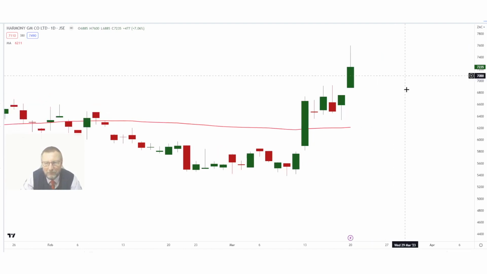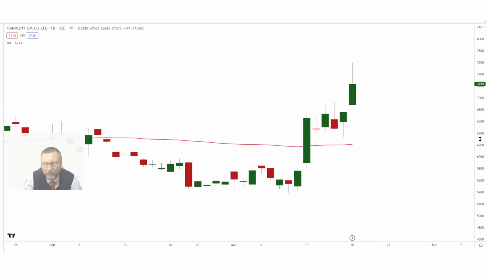Now, Harmony, beautiful share, but there's something that worries me a little bit. Look at this strong candle up. But look at this upper shadow. That was on Monday. Look at the strong move. And look at that shadow. Now, the high of that candle was 76 Rand. Okay, it opened right at the bottom. It opened at 68.85. But there's a little bit of a breakaway gap. And I also see another one here. So just be a little bit careful.